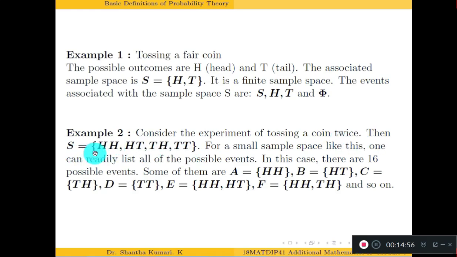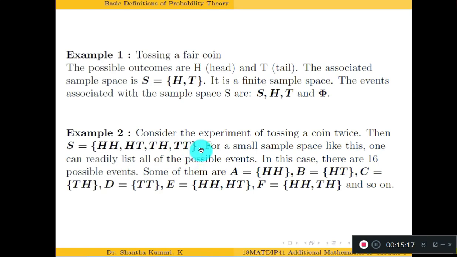All outcomes, if you list them, your sample space contains HH, HT, TH and TT. Now there are 4 elements in this sample space. If you write any subset of this, it will be an event. But how many such subsets are possible?